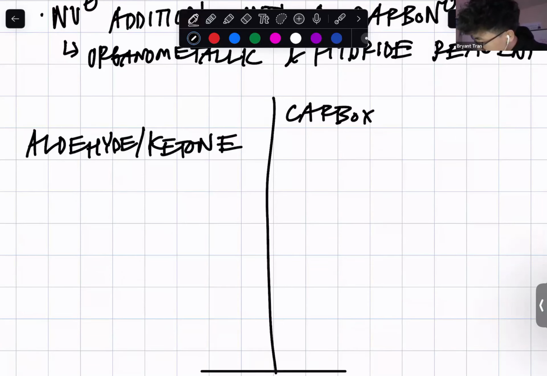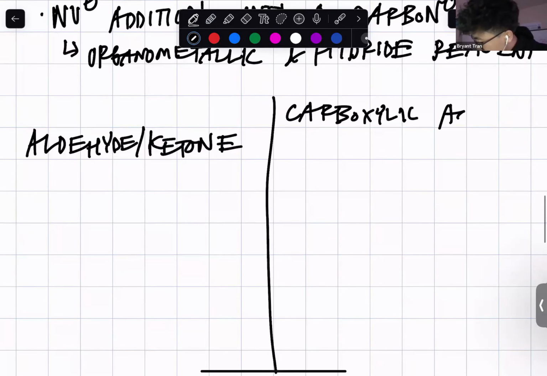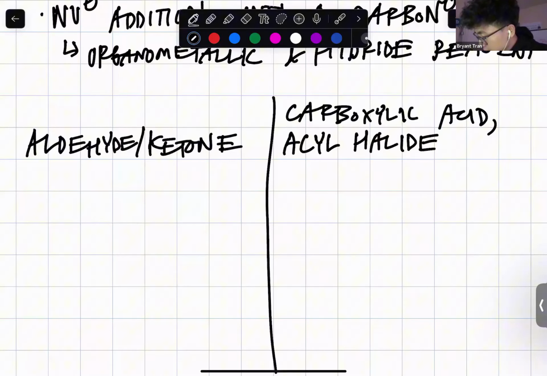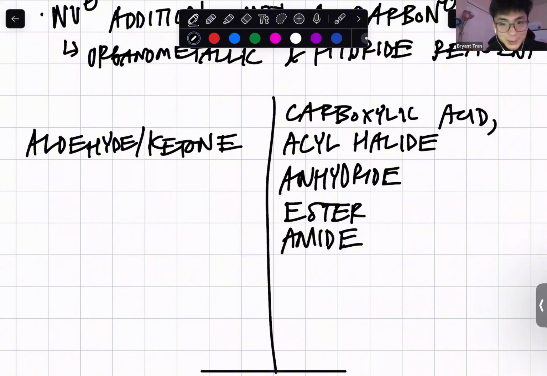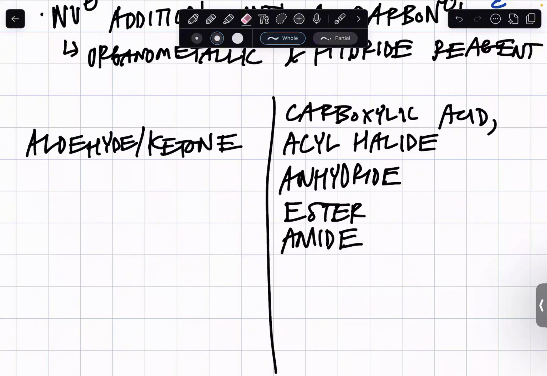Carboxylic acid, acyl halide, anhydride, ester, and amide. Do you remember what these functional groups look like, Suparna? Yeah, I think it's coming back to me.